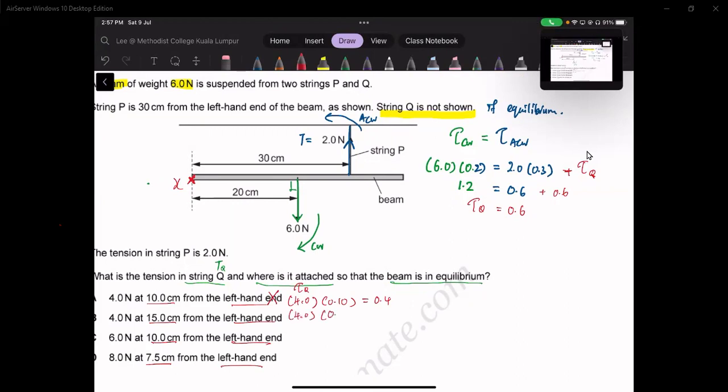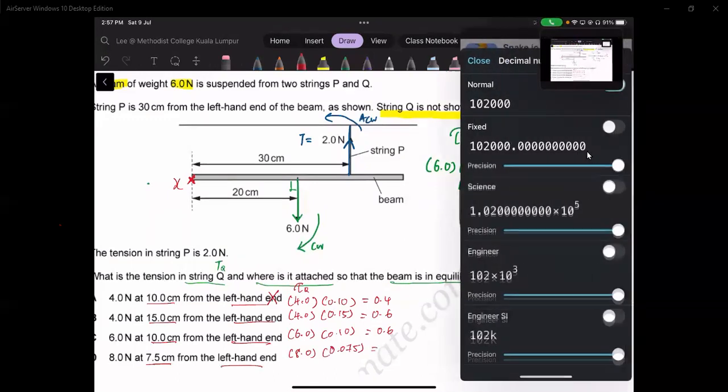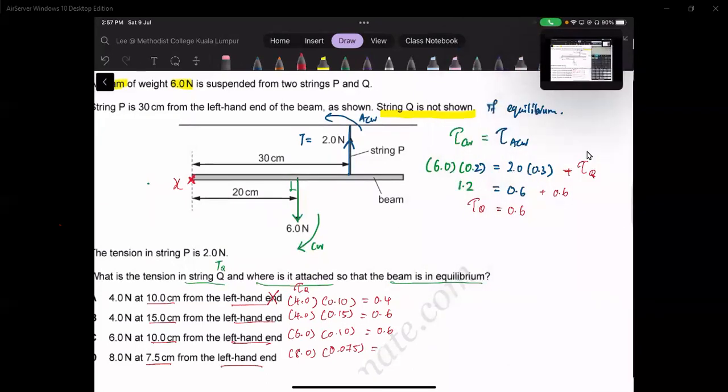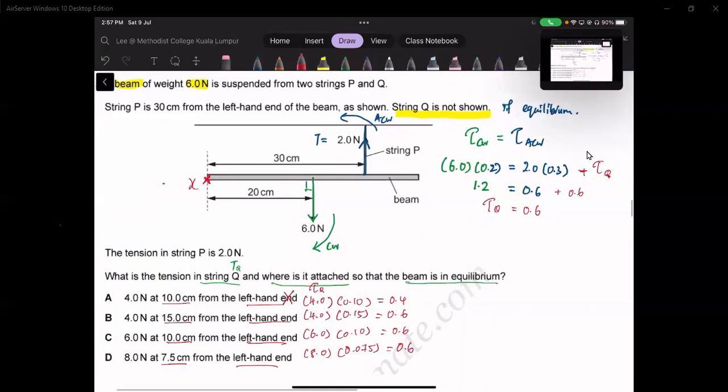4.0 times 0.15 is 0.6. So this is maybe. 6.0 times 0.10 is 0.6. So this is maybe. 8.0 times 7.5 cm, 0.075. How much is this? 8 times... Wow, also 0.6. So we can eliminate A, but now we are left with B, C, and D.